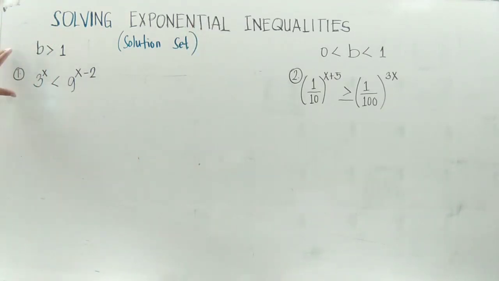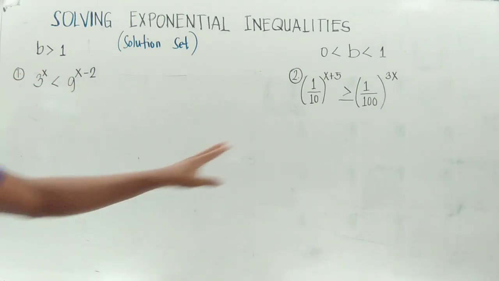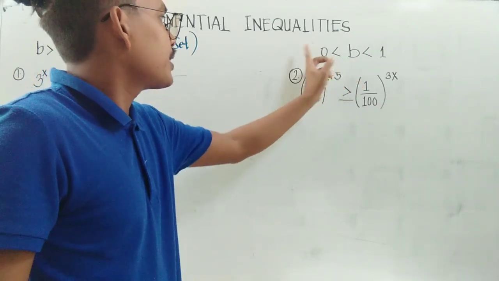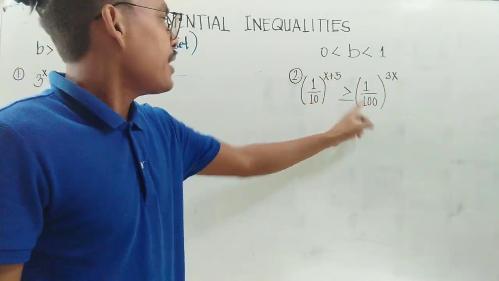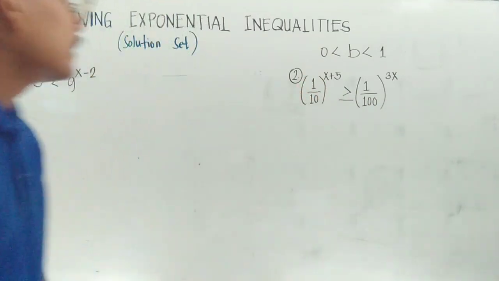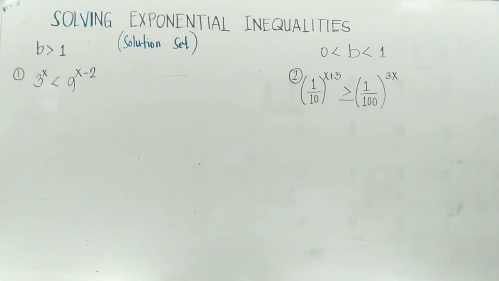In the first example, b is greater than 1, and in the second example, b is greater than 0 but less than 1, or as you can see, the bases of the exponential inequality are in fraction form. Now let us first solve number 1. We have 3 raised to x is less than 9 raised to x minus 2.